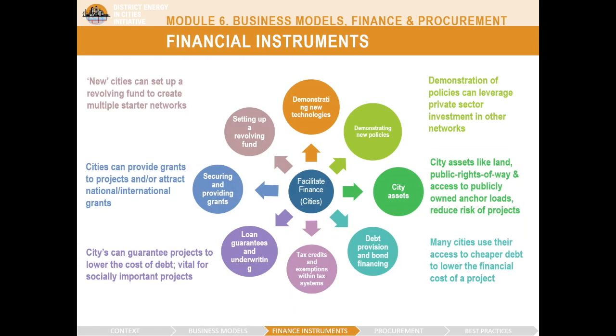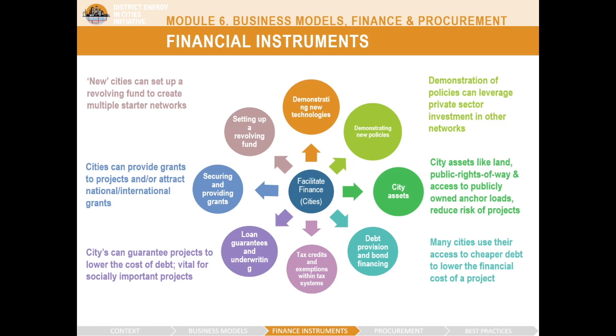Financial instruments. Ensuring and facilitating the finance is another key component to ensure the development of district energy. Again, local authorities and utilities can have a key role in this, and there are many ways in which they can support this task. The city has various ways in which to facilitate finance.